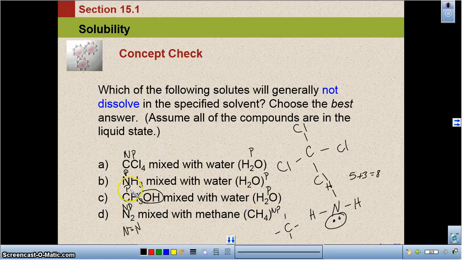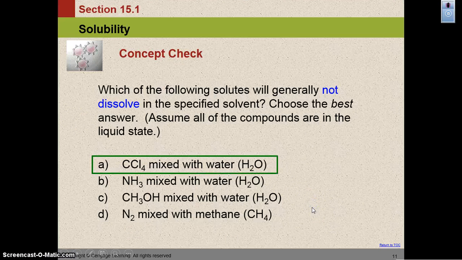These two should mix. We come up here to this one. We're probably not going to see this happen because water is so polar and the carbon tetrachloride is nonpolar. Let's check our answer. The one that is generally not going to dissolve is CCl4 in water.